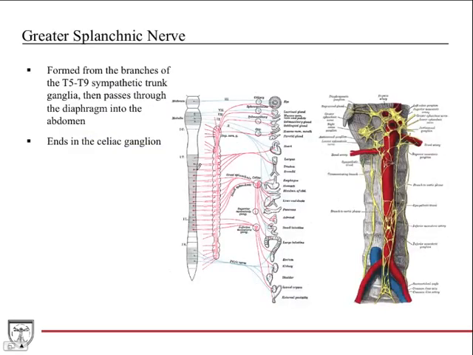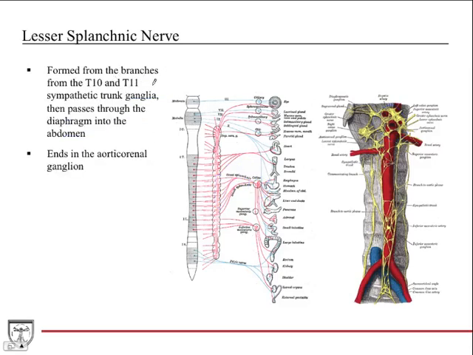So there's the greater, the lesser, and the least splanchnic nerve. Here we'll talk about the greater splanchnic nerve. This nerve is formed by branches off of the T5 to T9 sections of the sympathetic trunk, so kind of in this region here, and you can actually see it here. And so these fibers will all come off of these levels of the sympathetic trunk, and then form one nerve that goes out like that. Then it passes through the diaphragm into the abdomen, and then it ends in the celiac ganglion, which you can also see in this region right here around where the celiac trunk comes off the aorta in the abdomen.